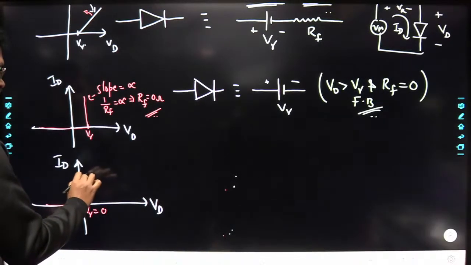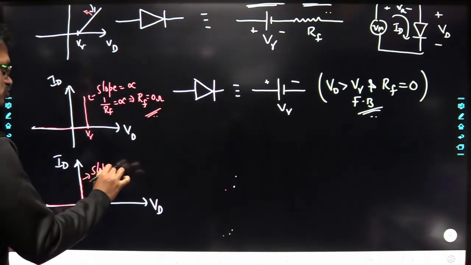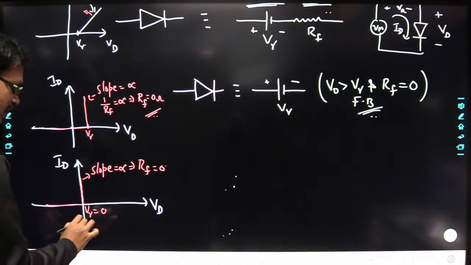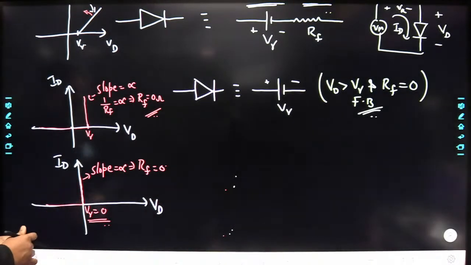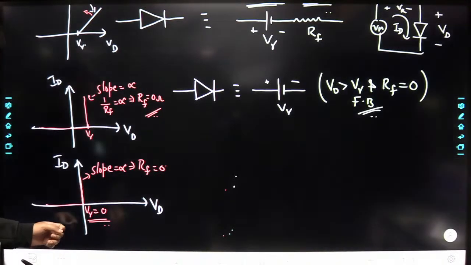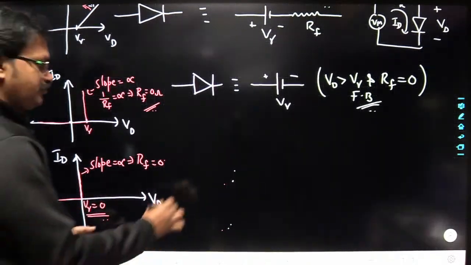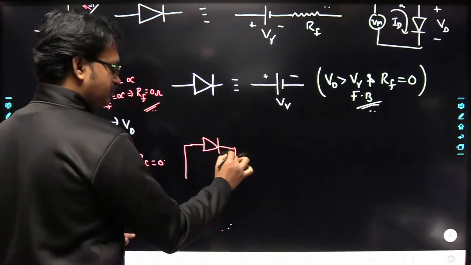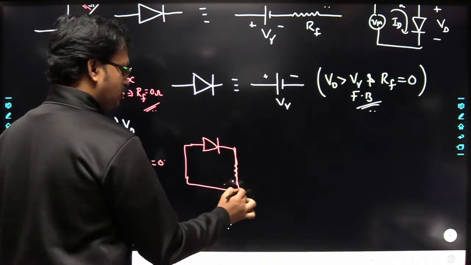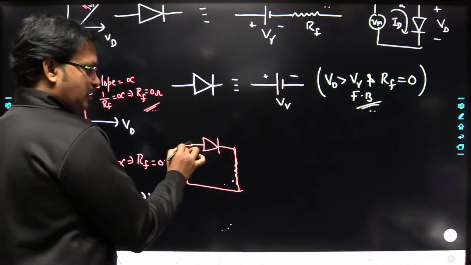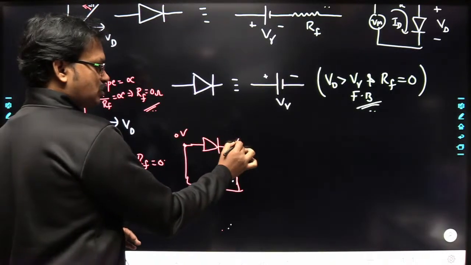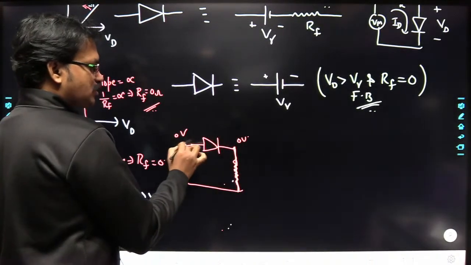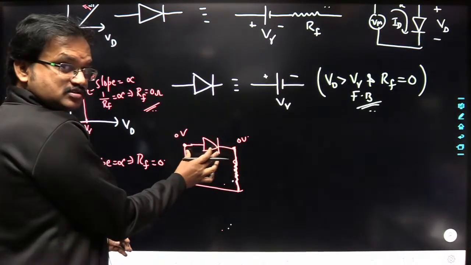So here you are having still slope equal to infinity. That means RF is equal to 0, and here you are making V gamma also equal to 0. Understood? See, if you are having a diode like this, and you connect some resistor here, and you don't connect any source here, here 0 volts, here also it will be 0 volts, right? Because there is no current initially. So since here it is 0 volts, here it is 0 volts, the drop across this one is 0 volts.